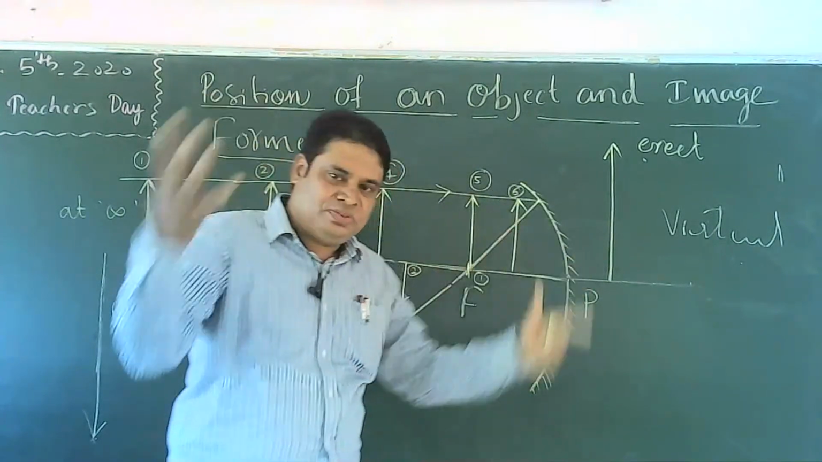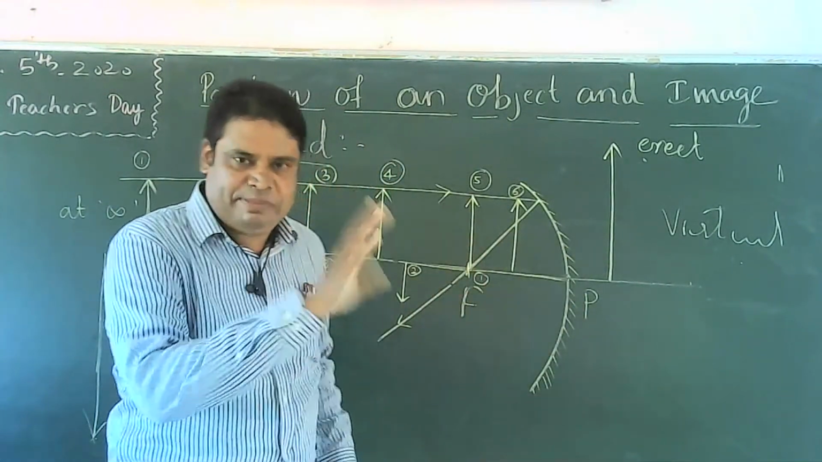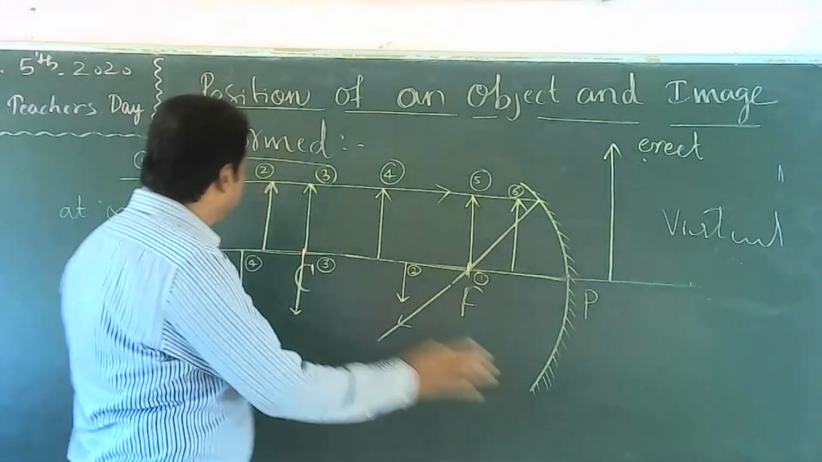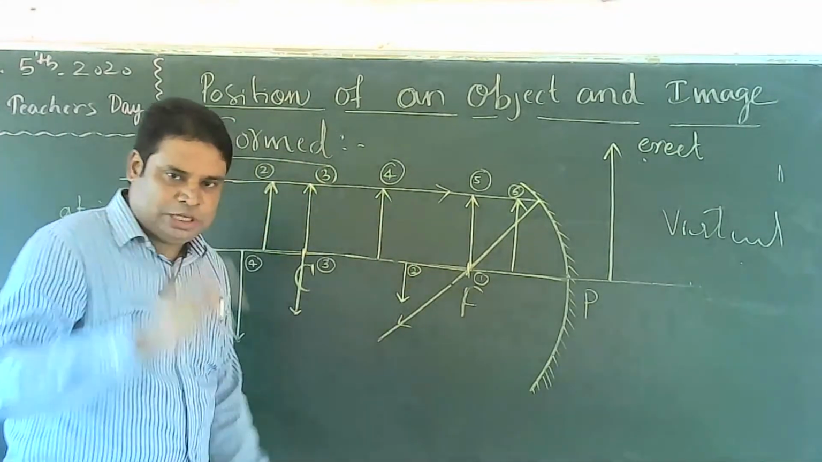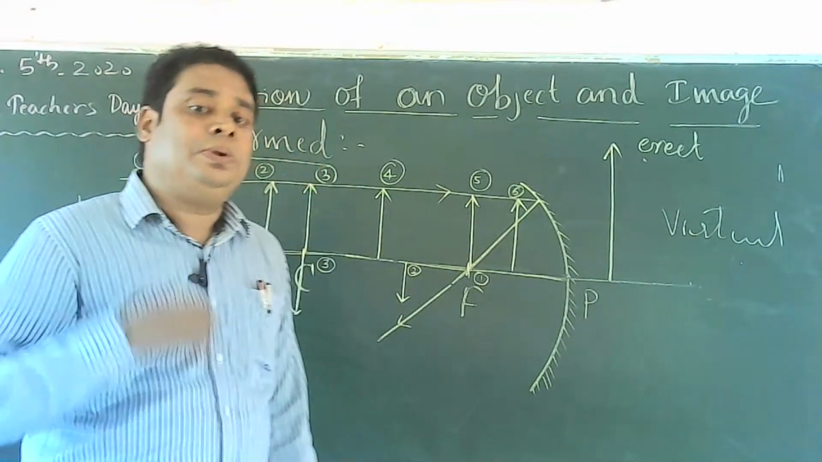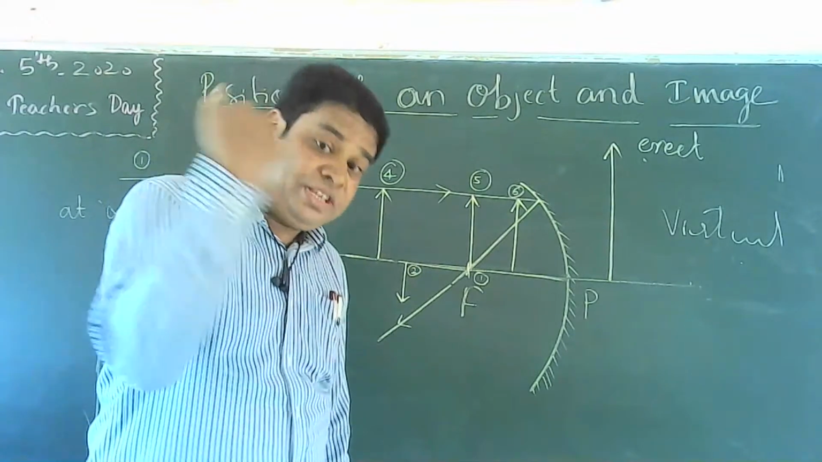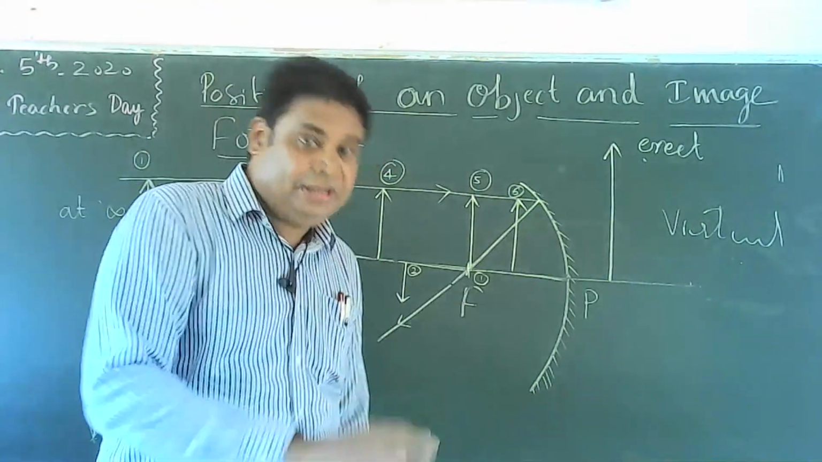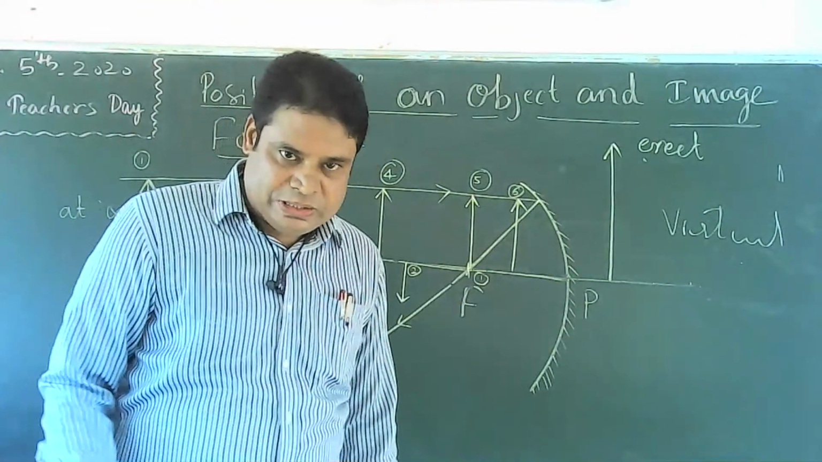Virtual, erect images are formed inside the lens only. Inside the mirror only. These are some different positions you are supposed to remember. If you remember this, it is very easy to remember the next derivation, the figure of the next derivation, and while solving problems also.